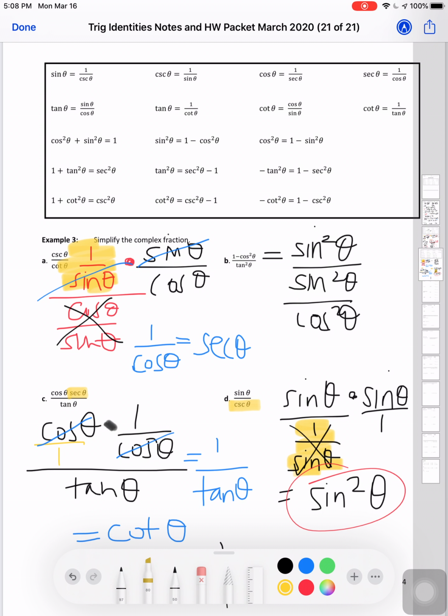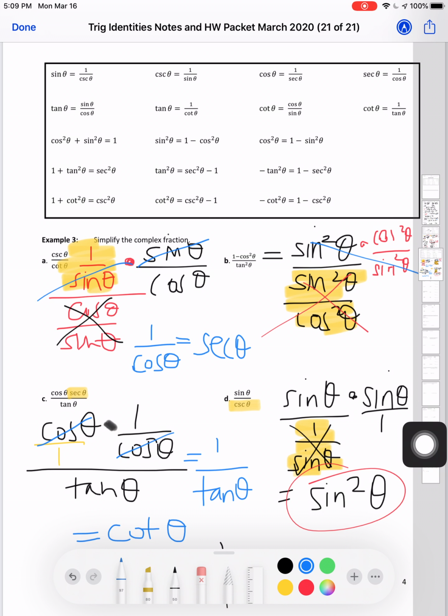And I'm going to change this one. I'm going to flip it and multiply by it. So I'm going to take this and multiply by cosine squared over sine squared. It's that keep, change, flip that you guys taught me about. And when I multiply straight across, this sine squared and that sine squared will cancel. And that will leave me with cosine squared theta.